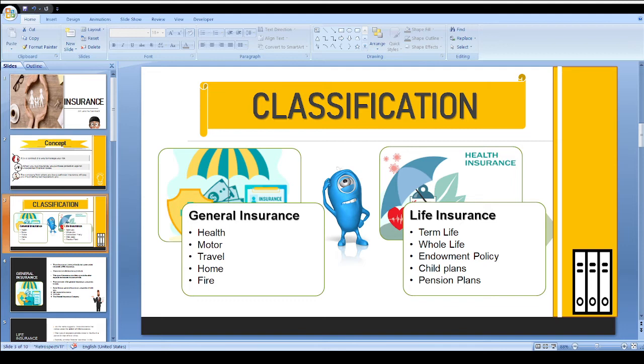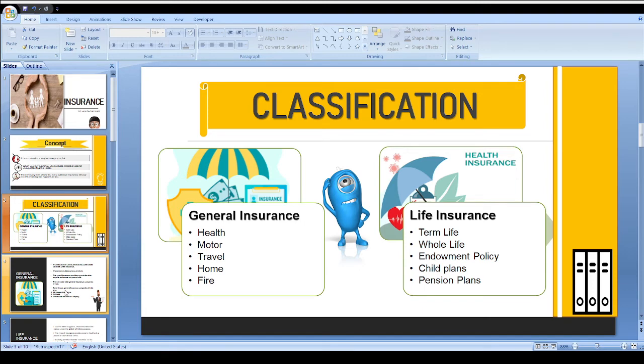Now next, child plans, if you want to take them, are also covered under life insurance. Any kind of pension plan you want to take to secure your old age is also available under life insurance. Now further, we are talking about the next category.